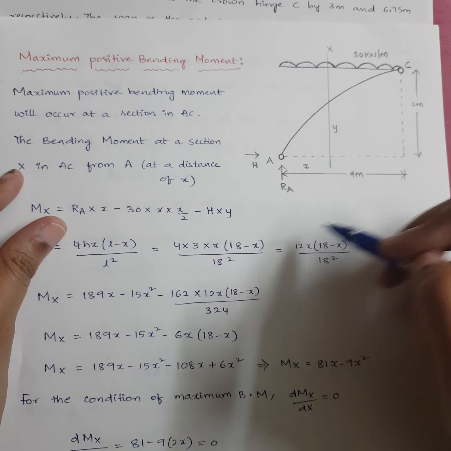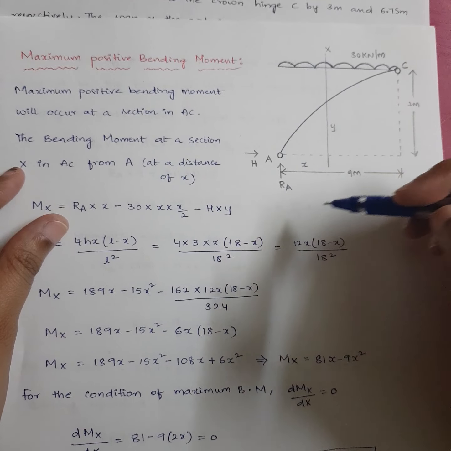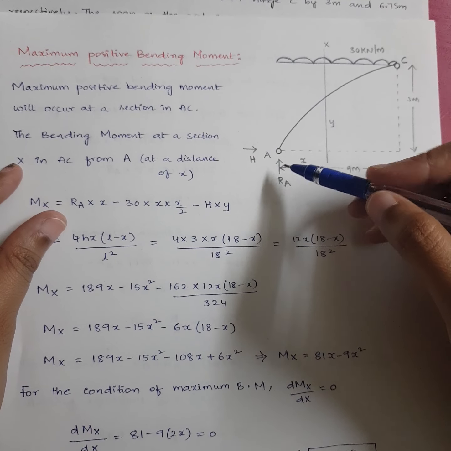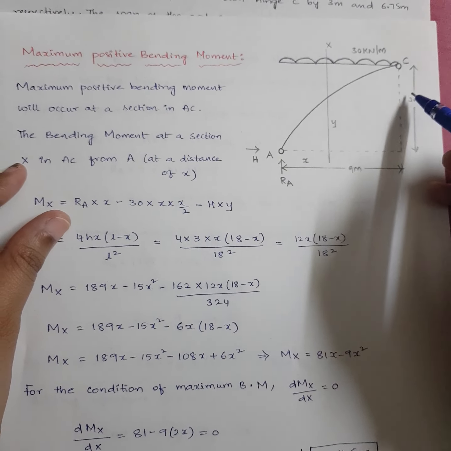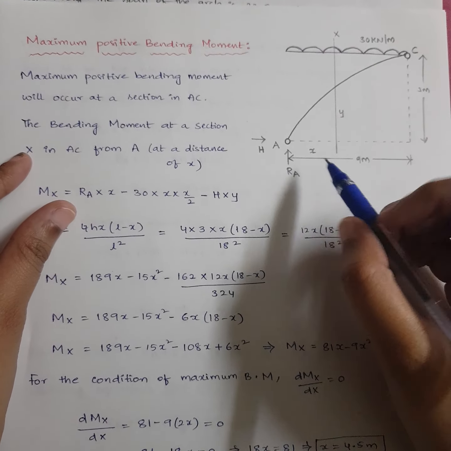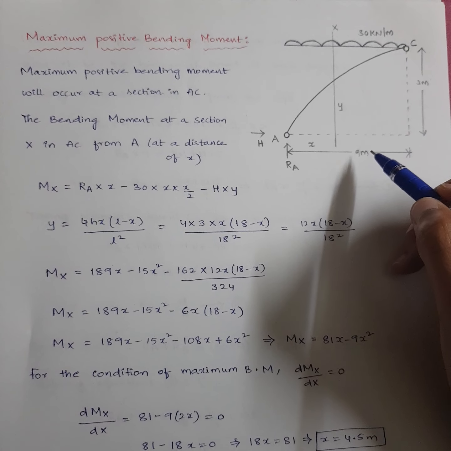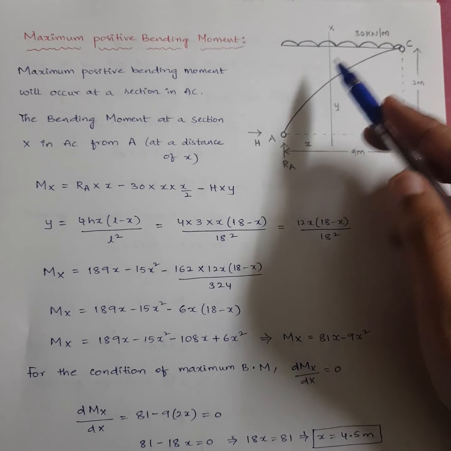So for this, take the left hand side of the arch. I have just drawn the left hand part, which means the portion of the arch A to C with the given loading. So you have RA marked here, H here, 3 meters height, 9 meters the span of A to C, and UDL acting on A to C.